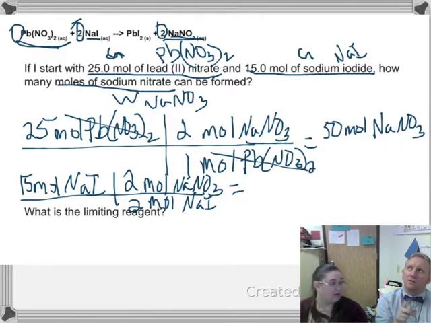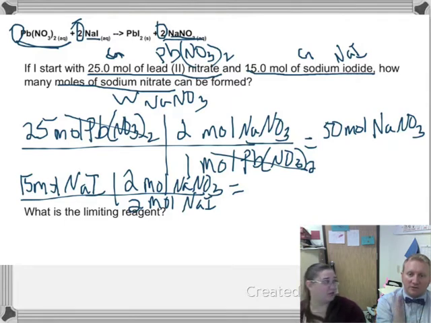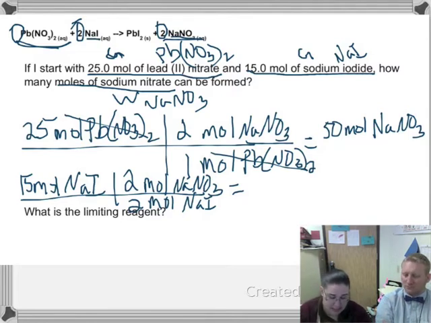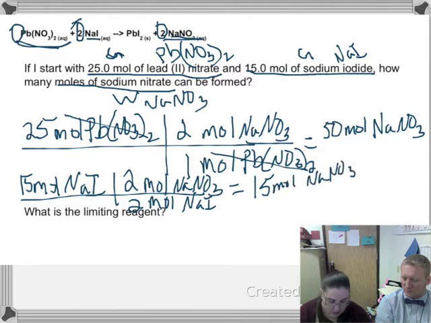You can actually do the math if you want. 15 times 2 is 30, divided by 2 is 15 again, or we can recognize that 2 over 2 is 1 and it's just 15. So this is 15 moles of NaNO3. So which one made less?